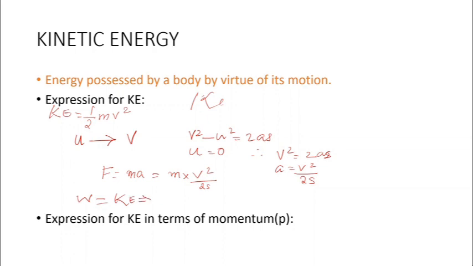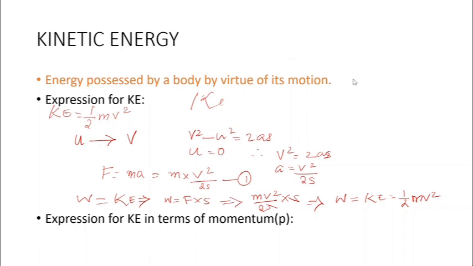So work done or kinetic energy can be given as work done is force into displacement. So the same will give you kinetic energy also. That is, force is equation 1, that is mv square by 2s into s. So this s gets cancelled. We get kinetic energy or work done is equal to half mv square. Kinetic energy is always a positive scalar quantity. It depends on the frame of reference.